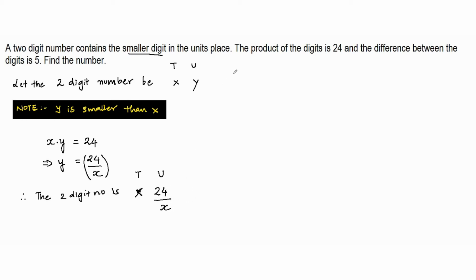So we have two conditions over here. Either x minus 24 upon x is equal to 5. That is one possibility. Or 24 upon x minus x is equal to 5. That is the other possibility. It's given that the difference is 5. It's not mentioned which one is going to be greater, right? So let us now consider both cases.